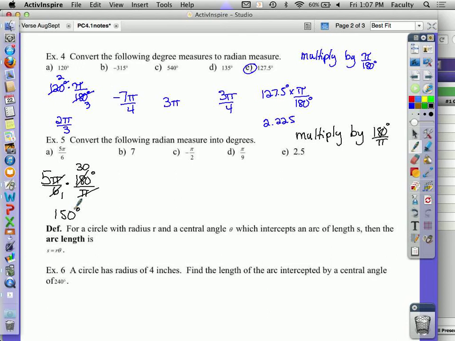All right, then in number 7, this one, B and E, you have to do with your calculator, because you're going to take 7 times 180 and then divide that by pi, and I get 401.07, that's degrees. I'll give you a head start. Do C, D, and E.